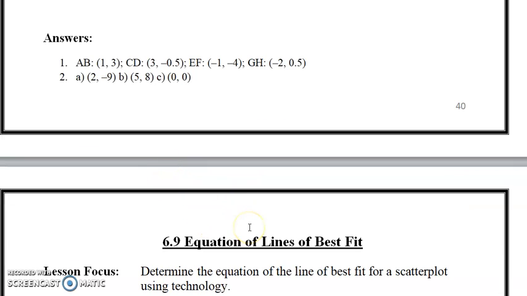In the next video, we'll look at 6.8, equations of lines of best fit and correlation coefficient in 6.10.